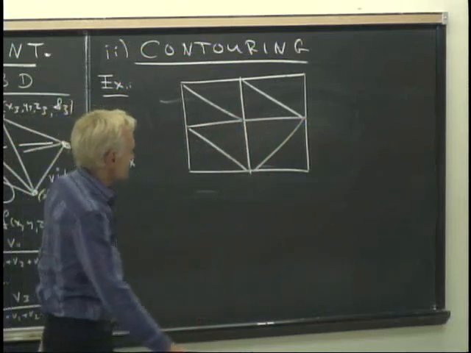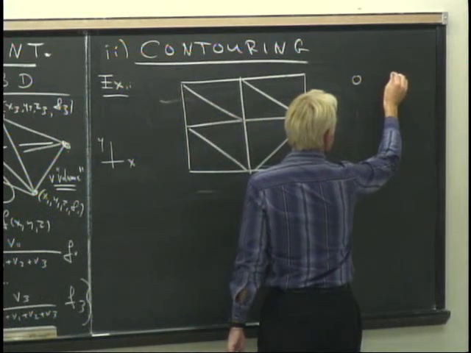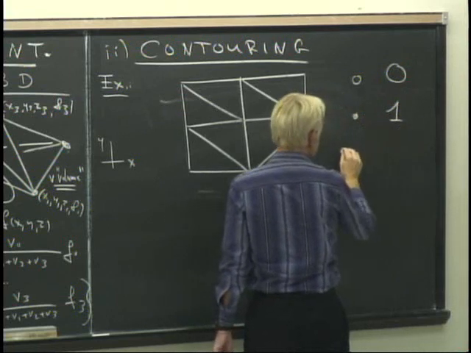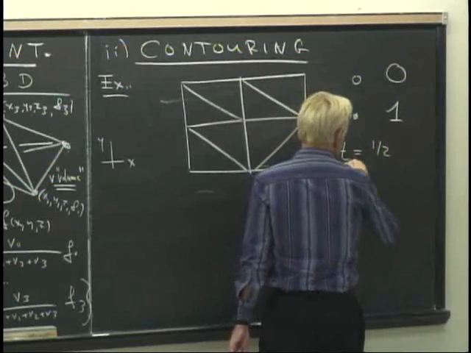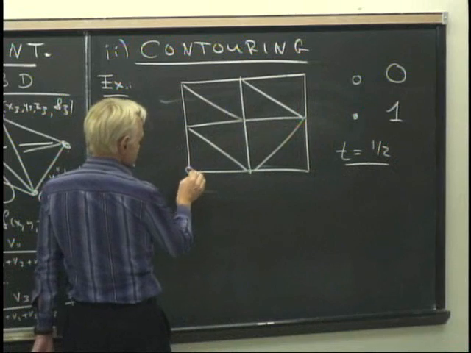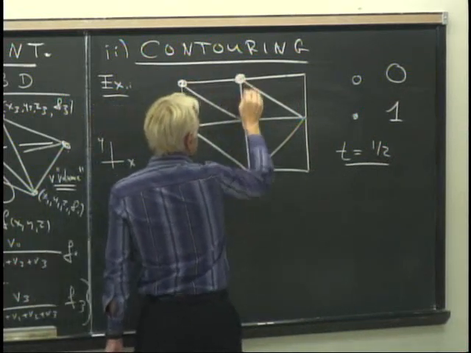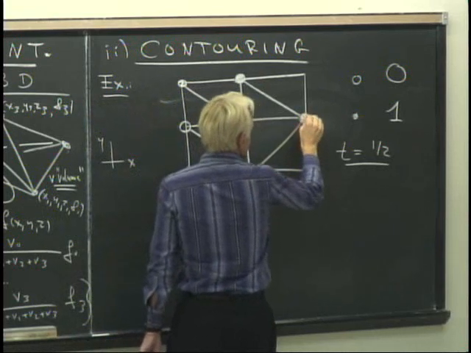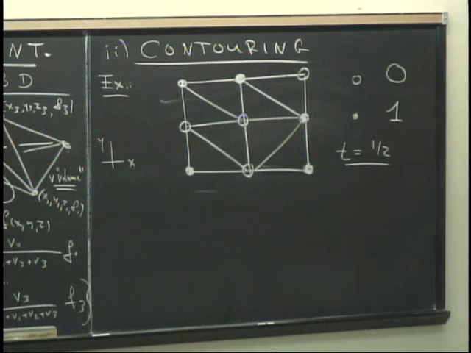And I have function values there. So I just say circle means 0, and bullet means 1. Okay, and I want to have the contour value for threshold t equals 1/2. Okay. All right, so I just do this randomly. Bullet, circle, bullet, bullet, circle, circle, bullet, bullet, circle. Okay, so where's the contour for 1/2?